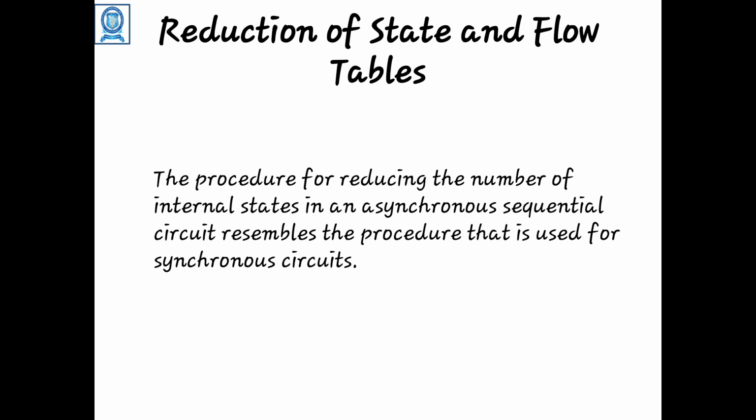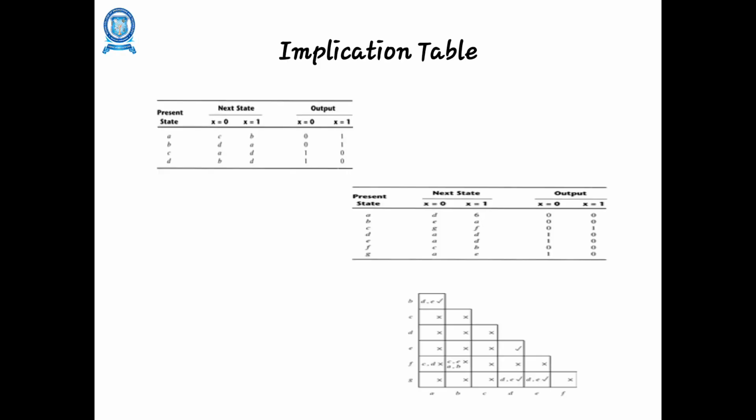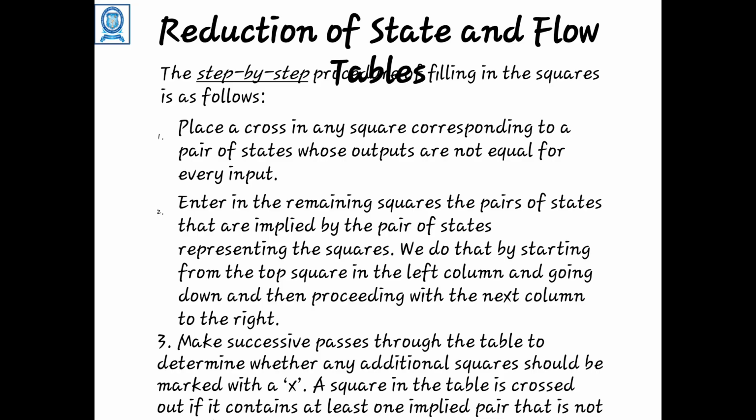So, for the reduction of state and flow tables, there is one particular procedure for reducing the state tables. Using that procedure, the number of internal states used in an asynchronous sequential circuit is reduced. This reduced circuit resembles the procedure that is used for synchronous circuits. This is the main logic used here. By using the implication table, it is reduced.